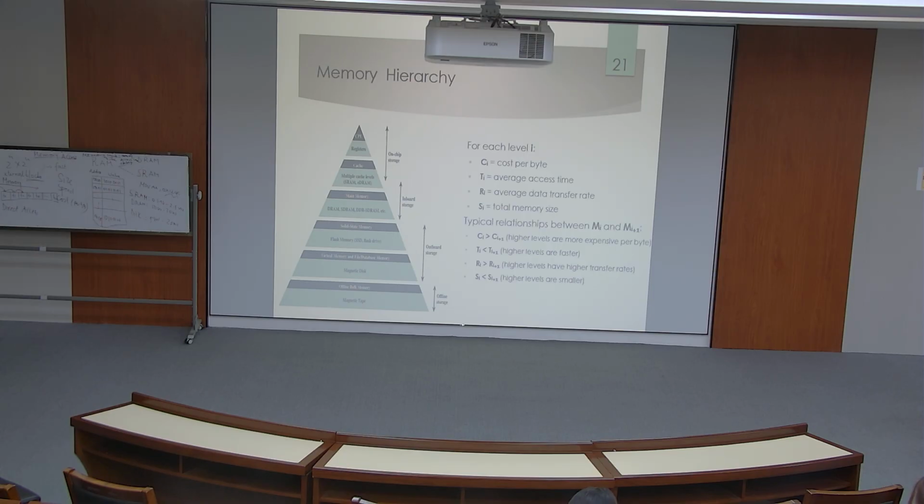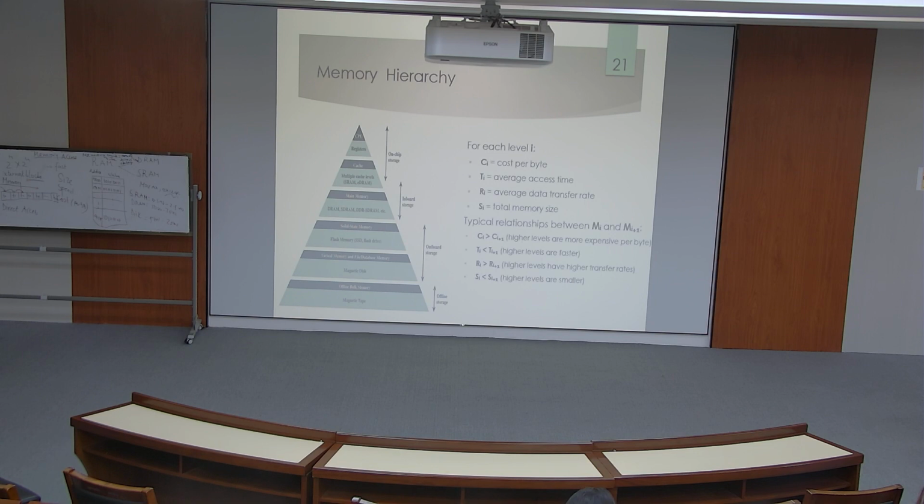Now, for each level i, we have a cost Ci, that is the cost per byte. For each level i, we also have Ti, that is the average access time. For each level, we also have Ri, that is the average data transfer rate. So there is a typical relationship between a memory at level Mi and the following memory level Mi+1.